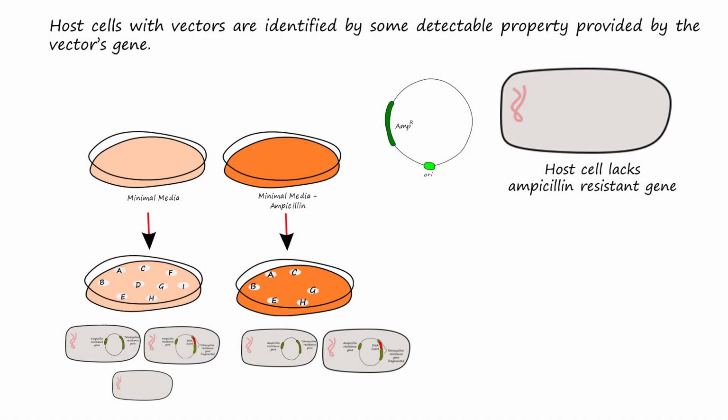Host cells with vectors are identified by some detectable property the vector's gene provides, such as antibiotic resistance or fluorescence. The host cell used must not have the gene for this property to differentiate the cells with and without the vector. If the selectable marker is an antibiotic-resistant gene, growing the cells on media with that antibiotic will identify cells with the vector. However, it may not be the recombinant vector.